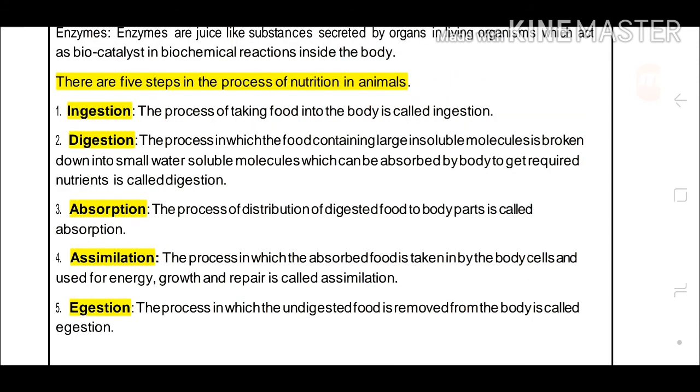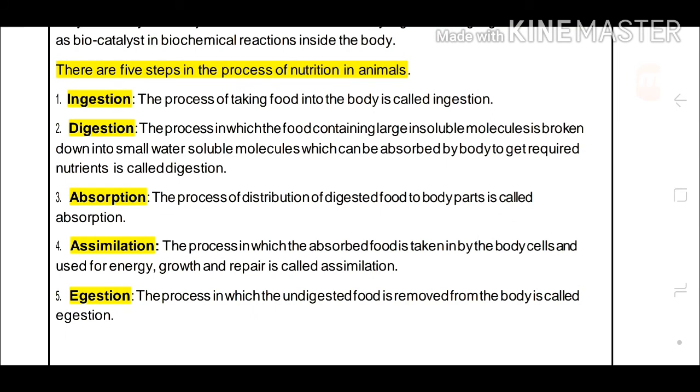3. Absorption. The process of distribution of digested food to body parts is called absorption. 4. Assimilation. The process in which the absorbed food is taken in by the body cells and used for energy, growth and repair is called assimilation. 5. Egestion. The process in which the undigested food is removed from the body is called egestion.